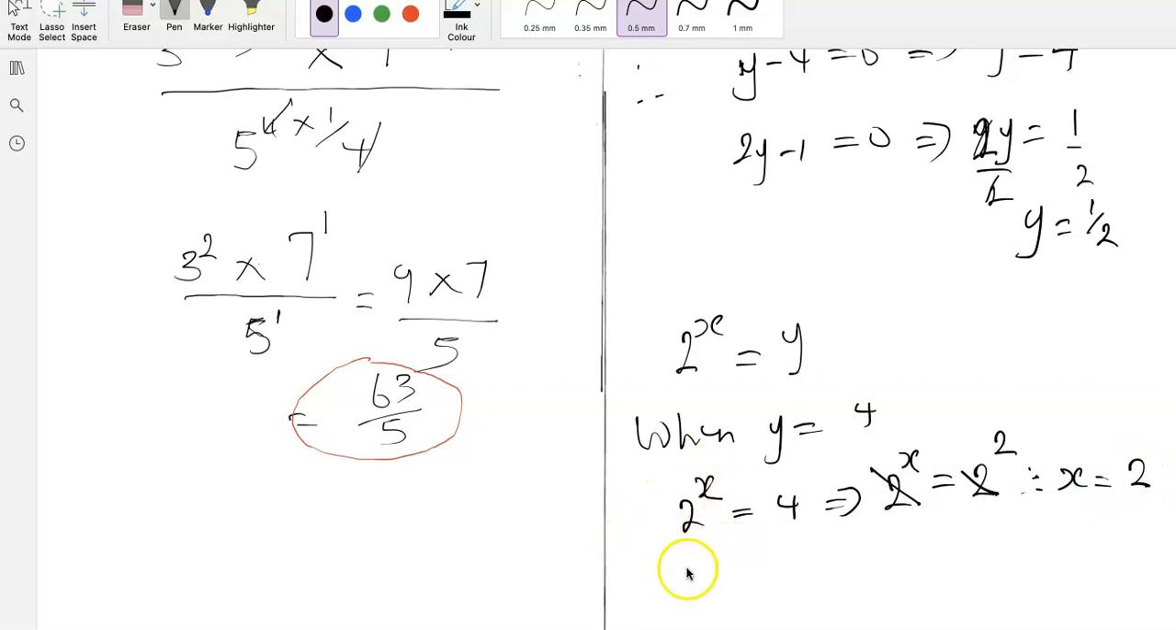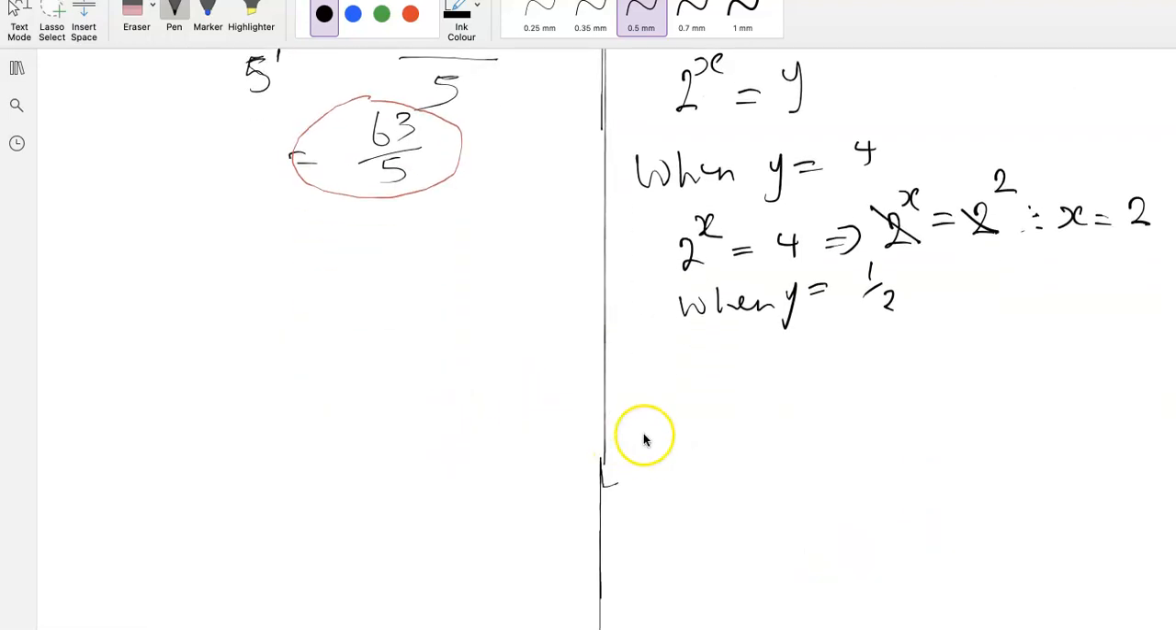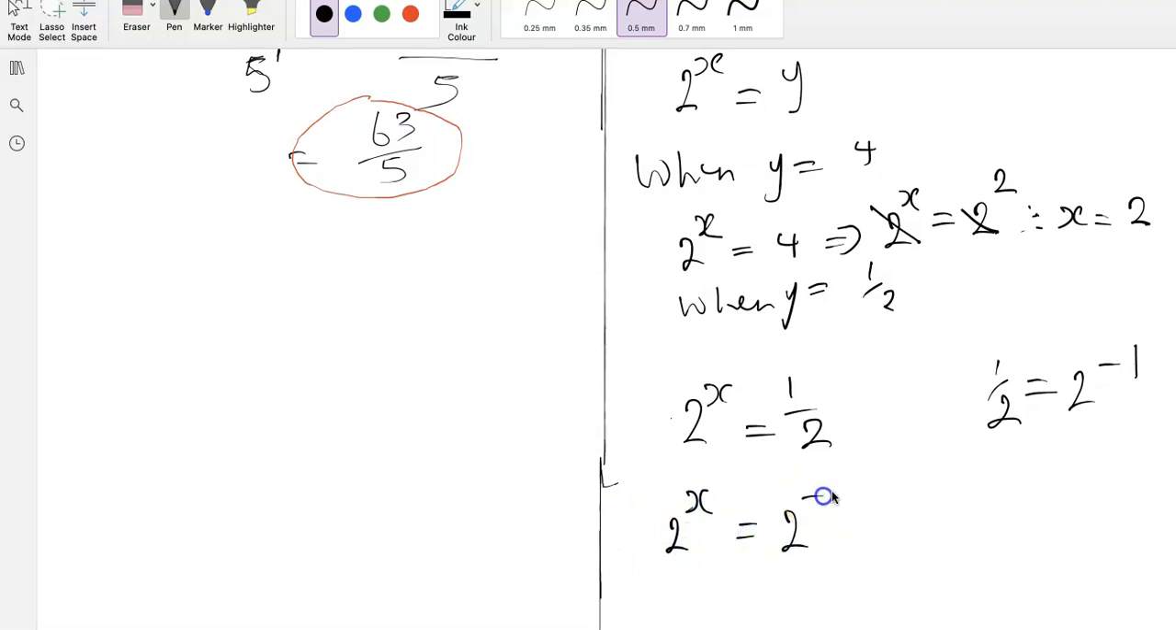Or when y equals 1 over 2, we have that 2 raised to x is equal to 1 over 2. By our law of indices, we know that 1 over 2 is the same as 2 raised to minus 1. So what we have here is 2 raised to x is equal to 2 raised to minus 1. Since the base is the same, therefore x is equal to minus 1.